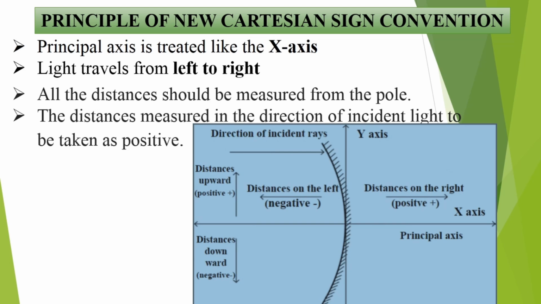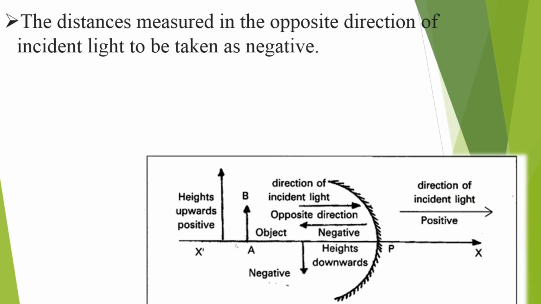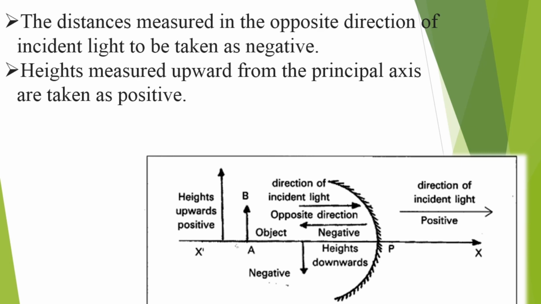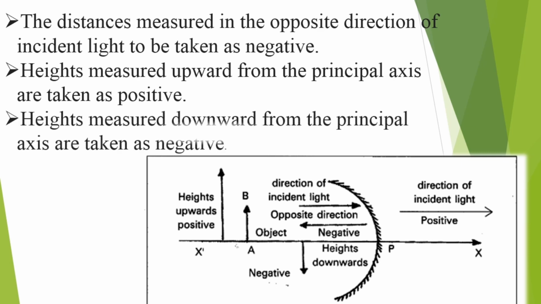If the distance is measured in the direction of the incident light, it is considered positive. If measured against the direction of light, it is taken as negative. Also, any height measured upward from the principal axis is positive, while height measured downward is negative. This rule helps us maintain consistency when applying formulas in ray diagrams and numerical problems.